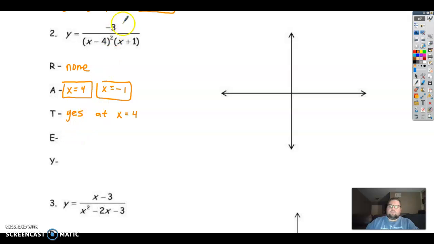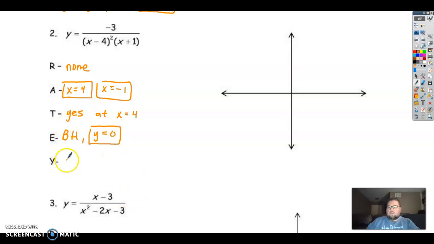End behavior: remember, if there's no x on top, that has a degree of 0. And then this has a degree of 3 down here. This is an x squared times another x. So definitely bottom heavy here, 0 is less than 3. So we get y equals 0 as our horizontal asymptote.